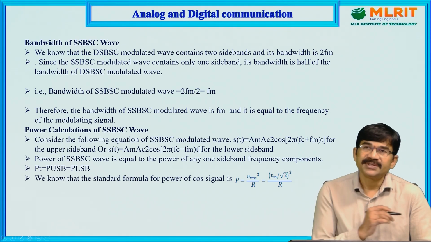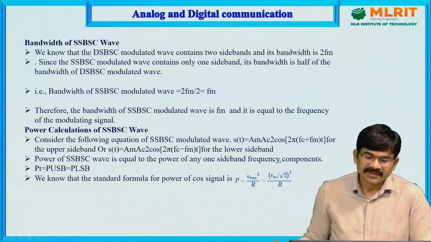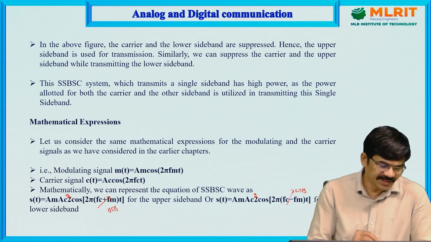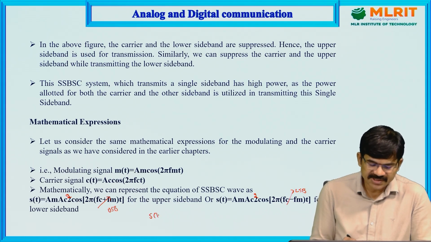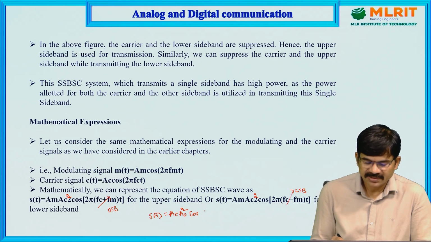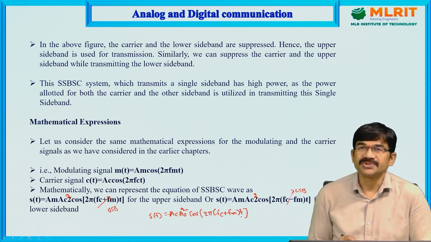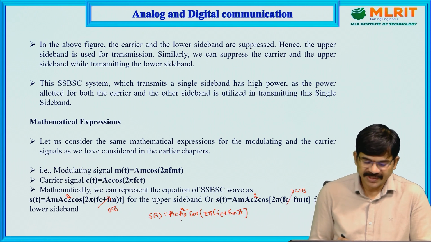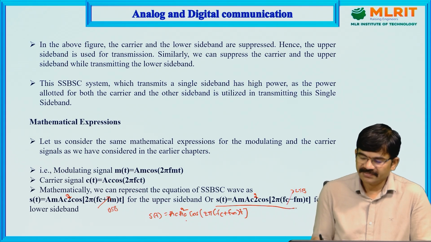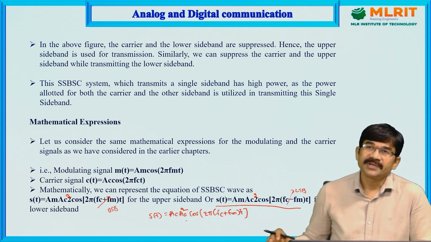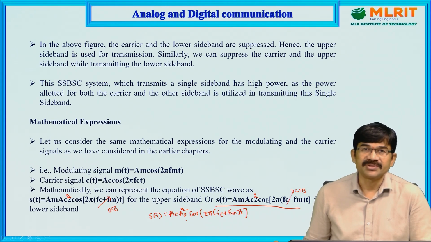So next, here we can take either this one, that is, S of t can be taken as Am Ac squared cos 2 pi (fc plus fm) t for the transmission, or you can take the other one for the transmission. Any one we can take, both contain the same information.